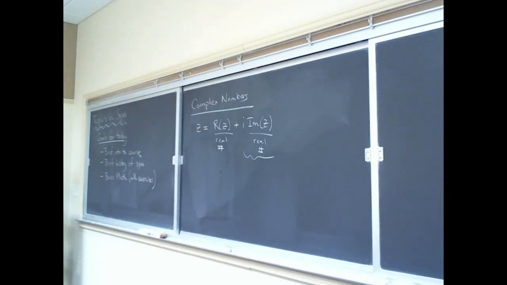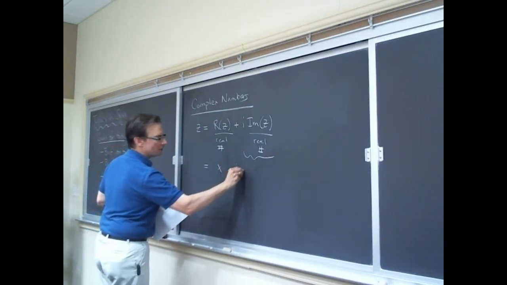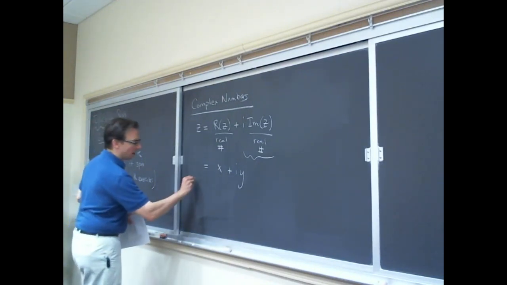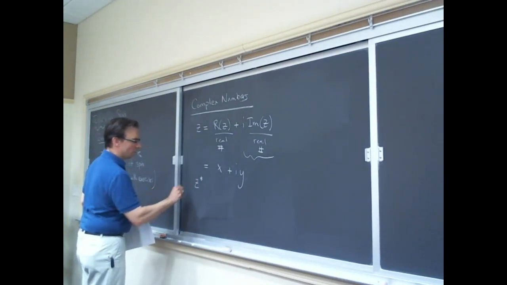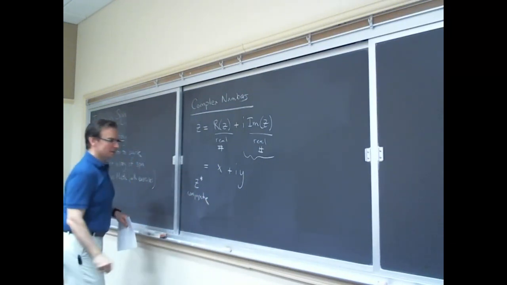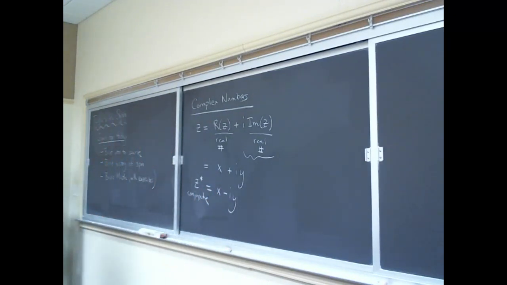And this can be written as a more simplified version, x plus iy, okay? And then very quickly we can define an important concept that comes up over and over again as we continue to use complex numbers, and that's the idea of the complex conjugate. So the complex conjugate is just swapping the sign of the imaginary side of the complex number, okay?